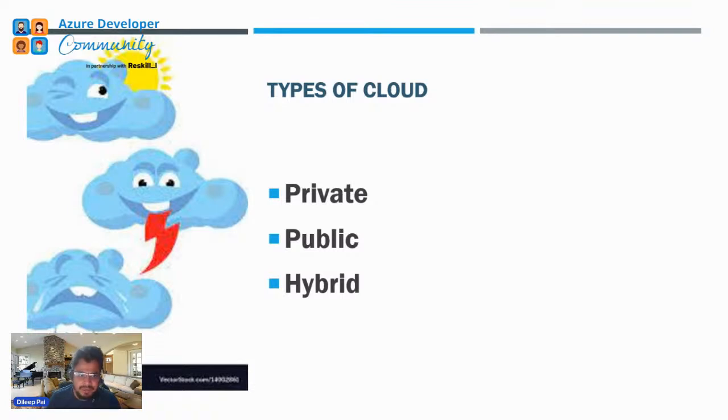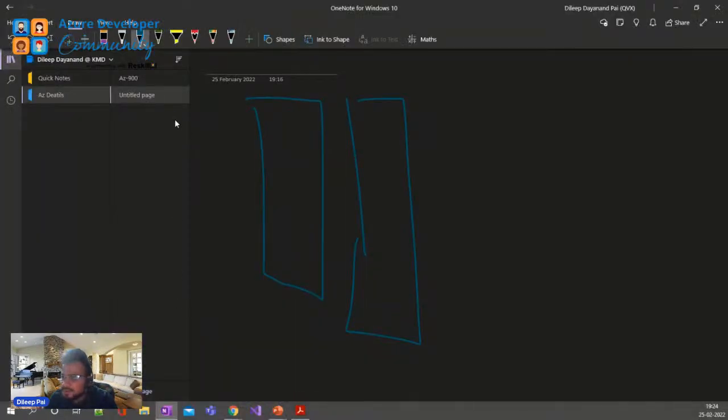Why Azure is booming is that they have started to incorporate all the features given by AWS. Also, cost wise they are a bit better. This is why people are moving towards Azure now. Okay, so types of cloud. Before this, let me just go to OneNote now.